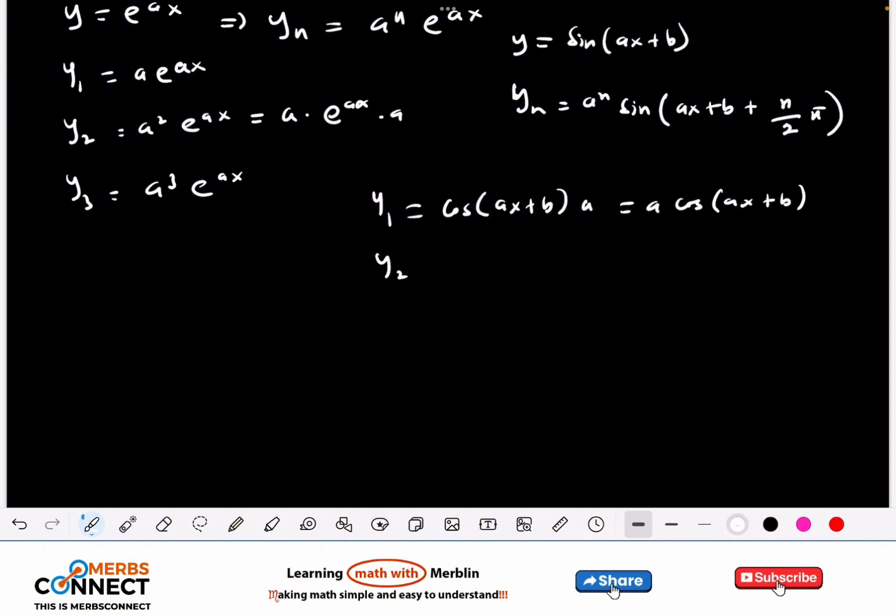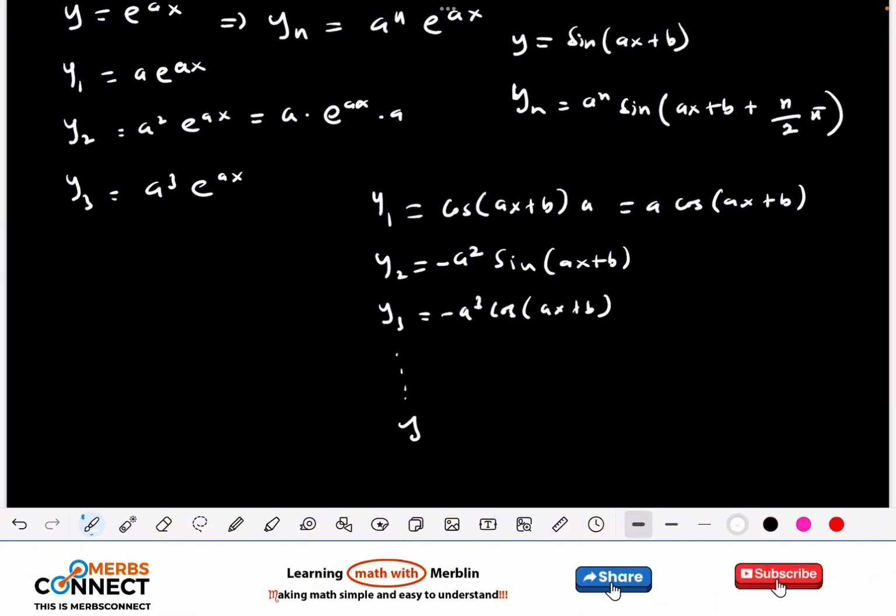What will be y2? So y2, we are going to differentiate this. But don't forget, always when we are differentiating this, we are going to differentiate what is inside the bracket. So when I differentiate what's inside the bracket, I'll get a again, so this will be a squared. But when I differentiate cos, I'm going to get a minus sign. So minus a squared sin(ax + b). Then we can see the pattern. The next one will be minus a to the power 3 cos(ax + b). In that order, I get into the yn.